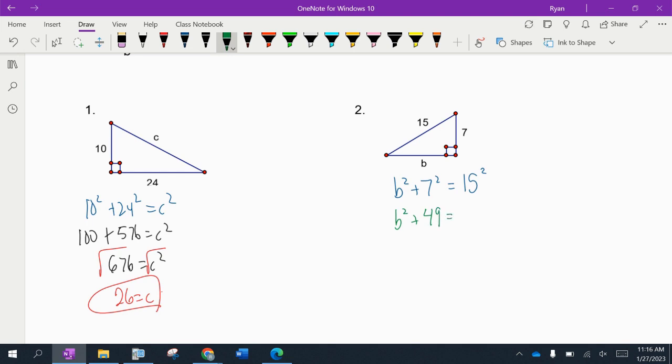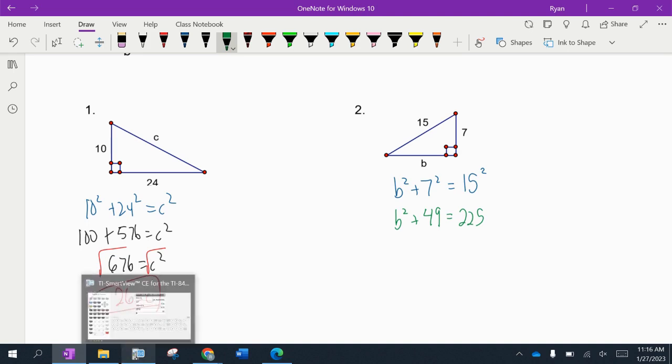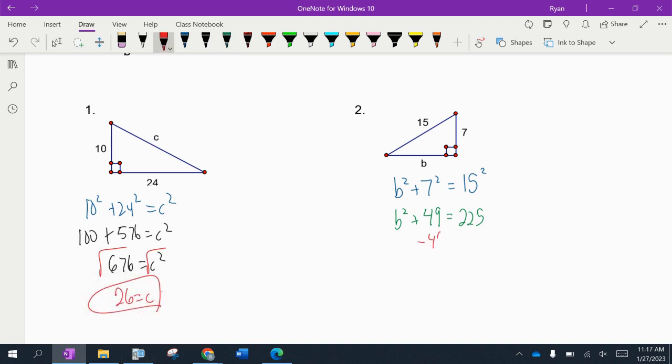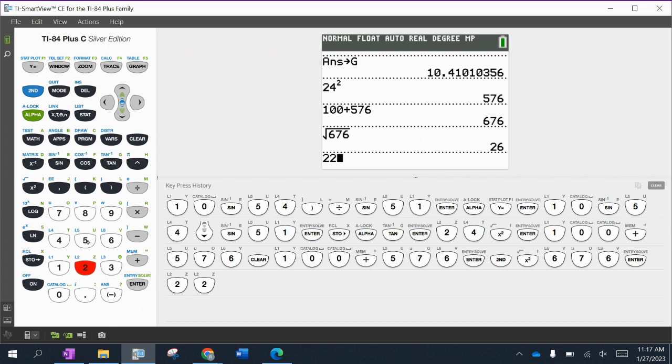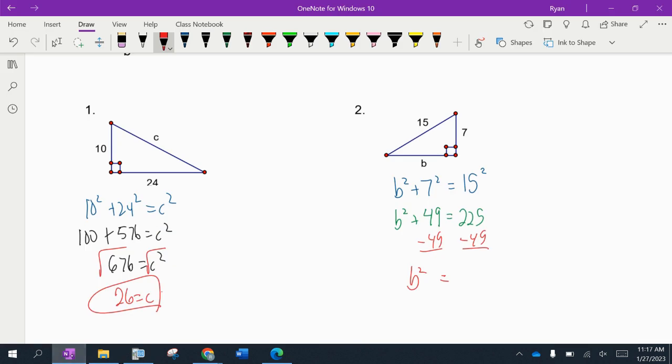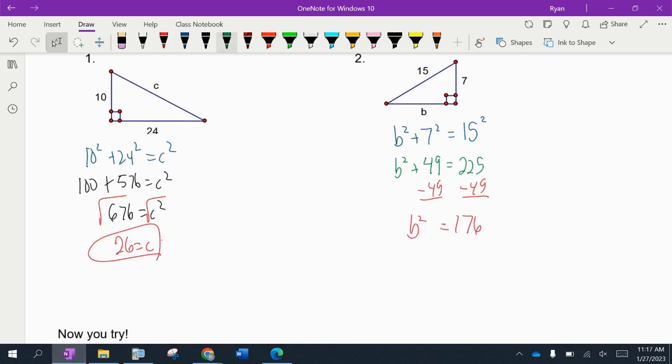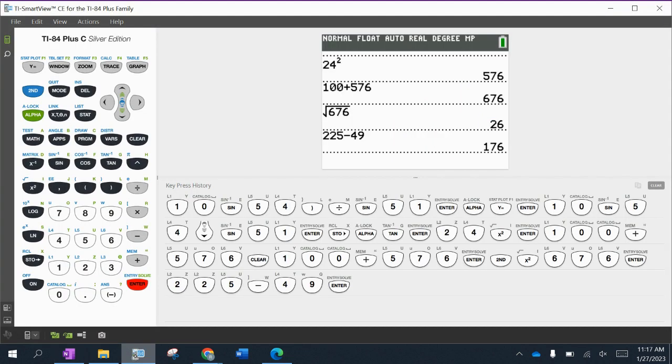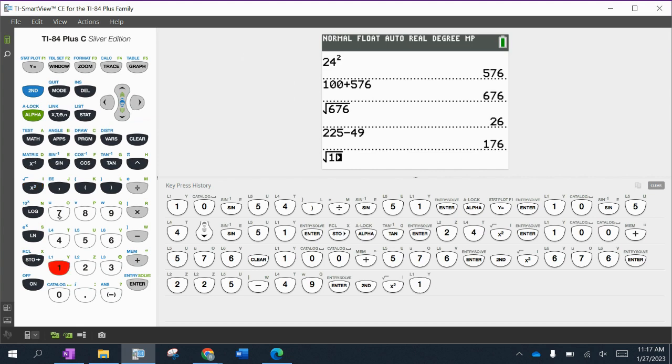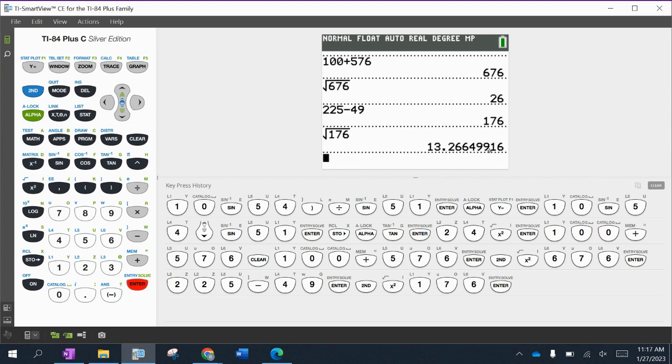15 squared, I can use my calculator, or do 15 times 15, which is 225. Now I'll definitely go to my calculator because I'm subtracting 49 from both sides, right? That'll give us B squared by itself. So 225 minus 49 is 176. And now we'll take the square root of both sides because we want B, not B squared. And the square root of 176, unfortunately, is a decimal.